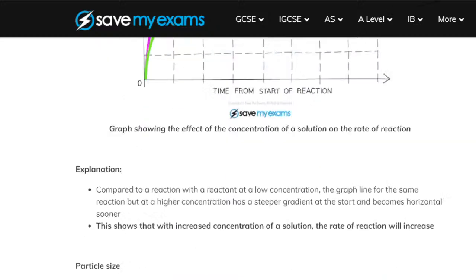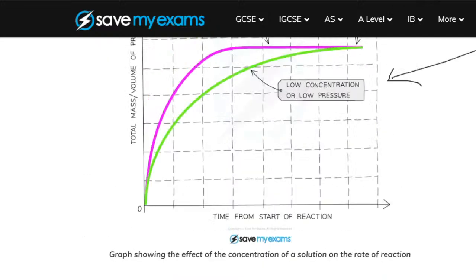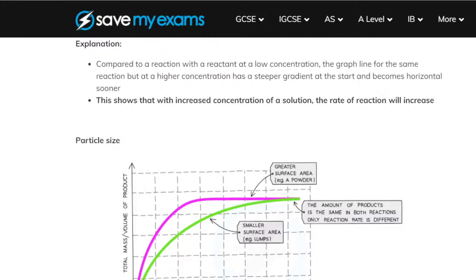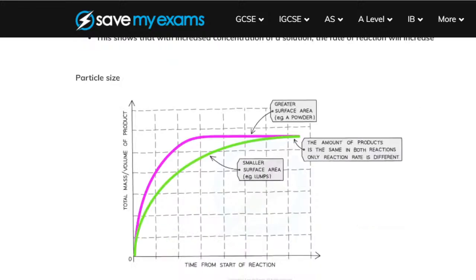So we move on, and it says that this shows that an increasing concentration of a solution will therefore increase the rate of a reaction. Let's move on to particle size. Now here we have another graph, and this graph talks about particle size. This one says we have the pink line that shows the greatest surface area, and we have the green line which shows the smaller surface area.